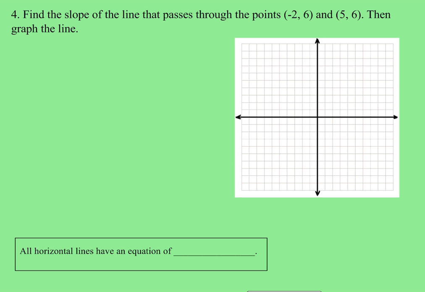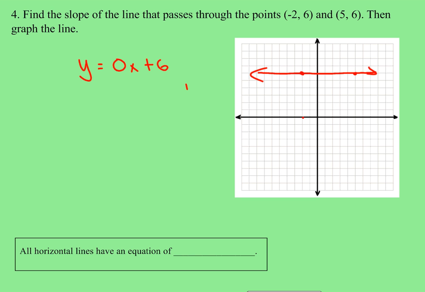So find the slope of the line that passes through the 2 points, negative 2, 6, and 5, 6. Well, take a look where negative 2, 6 and 5, 6 are located. Look at that. It's a horizontal line. Horizontal lines have no slope. Horizontal lines, it's like saying y equals 0x plus 6. No slope. Slope is 0.